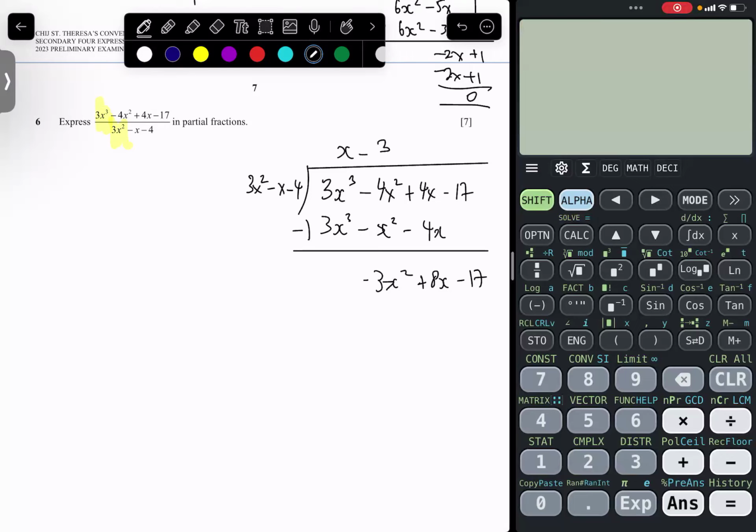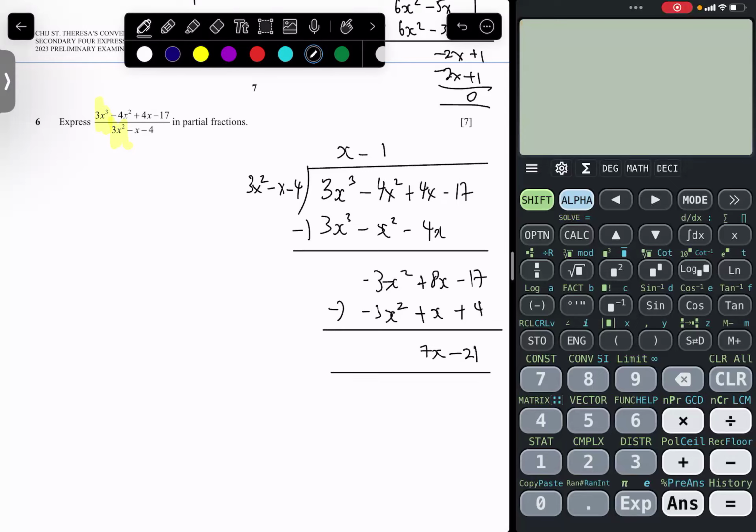So we have a minus 3, so negative 3x squared, sorry, minus 1. Minus 3x squared plus x plus 4. Minus again, so get rid 8x minus x, so 7x. Minus 17 minus 4, so minus 21. Remainder.